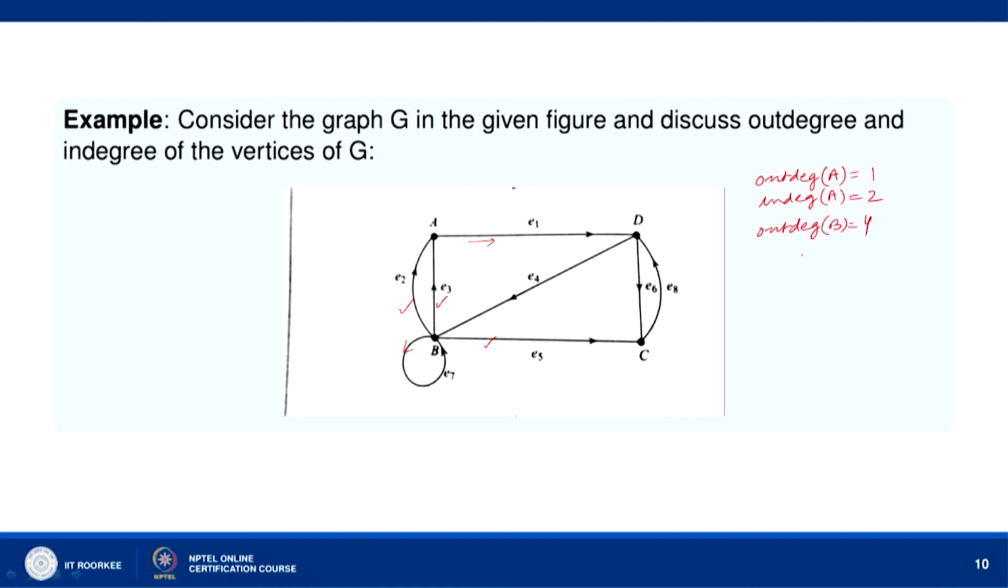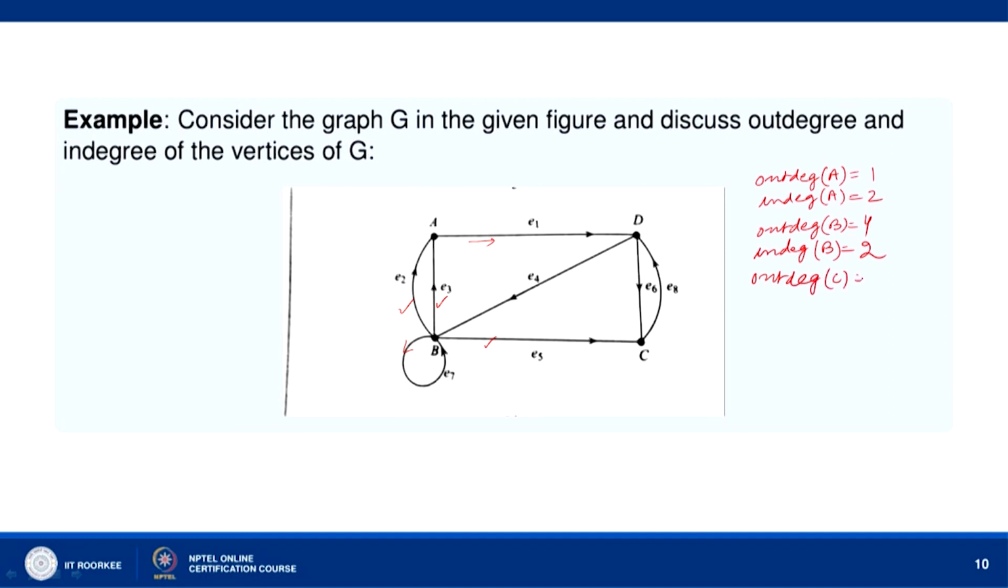So, we have the in degree of B. It will be equal to 1 because this edge is ending at B. So, E7 is ending at B, so we have one for this, and then E4 is also ending at B. So, 2.